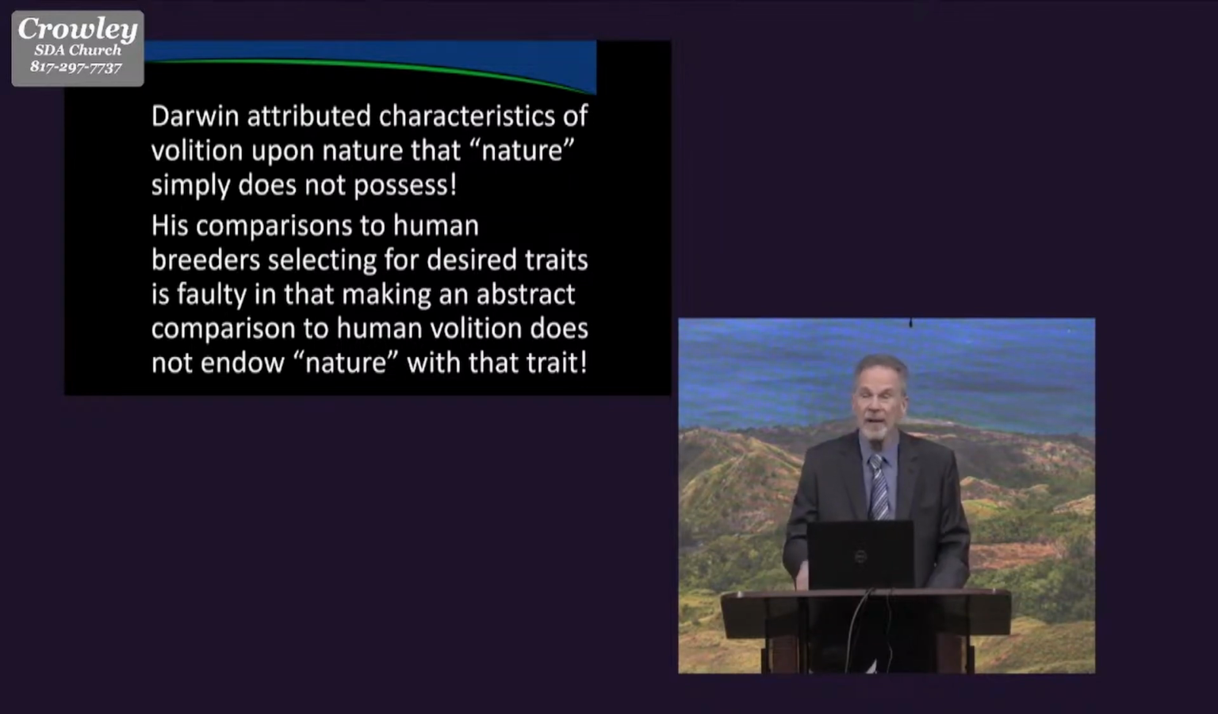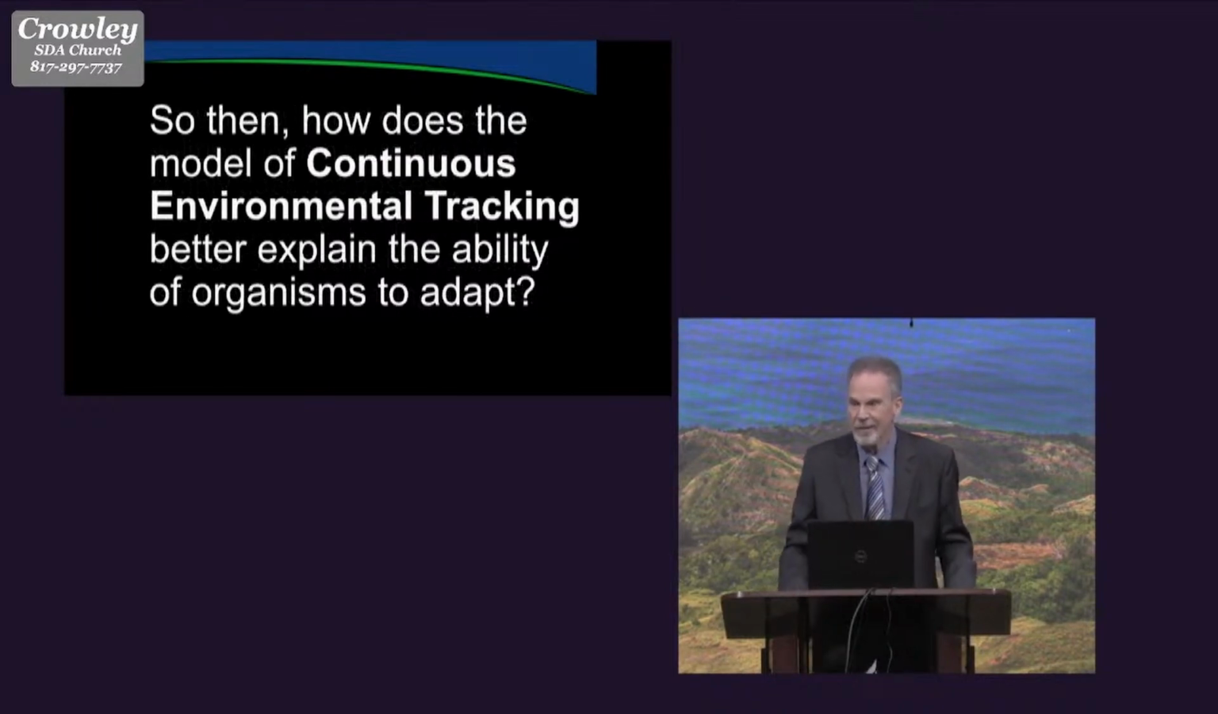But yet there are people every day believing this, okay, because they've never been able to take a serious look. They've never had a hard chance to look at the other contrary way of looking at it. In other words, they have a different worldview. And we're going to look at how that impacts our study of biology. So then, how does the model of continuous environmental tracking better explain the ability for organisms to adapt?